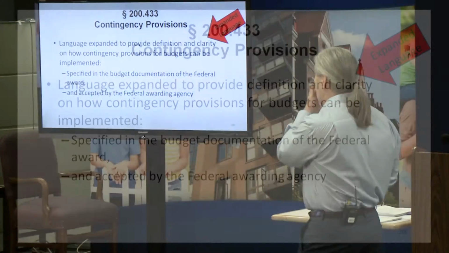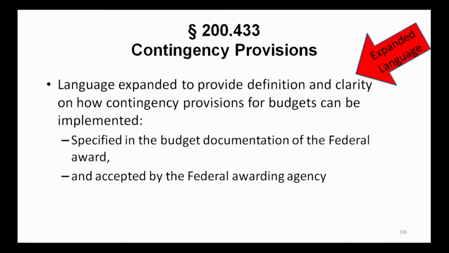Okay, so the next section to look at is 433. Again, some expanded language, not really a super big change for us, just providing some clarity on how contingency provisions for budgets can be implemented. So it's got to be specified in the budget documentation of the federal award, accepted by the federal awarding agency as a contingency provision.